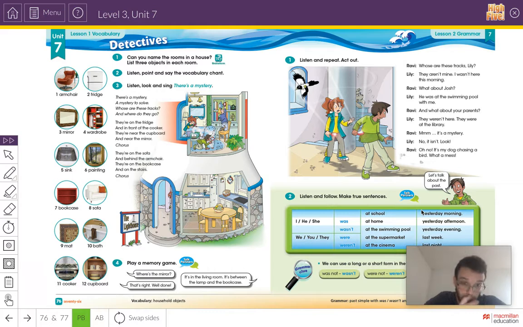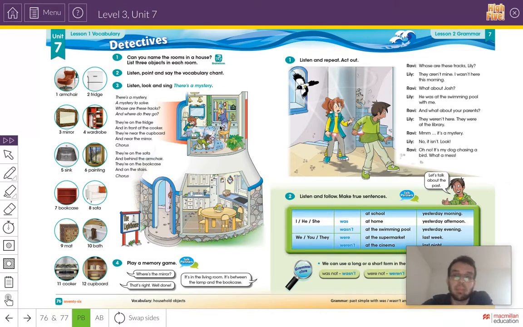Okay, so let's begin. Today we're starting a new unit. We're going to go to Unit 7, and it's on page 76. Maybe it's a different page in your book. But it's Unit 7, Lesson 1, Detectives. So now what we have is a little house.